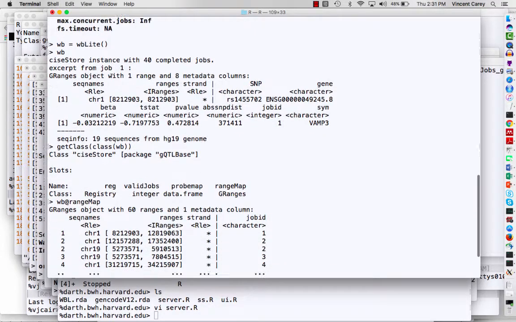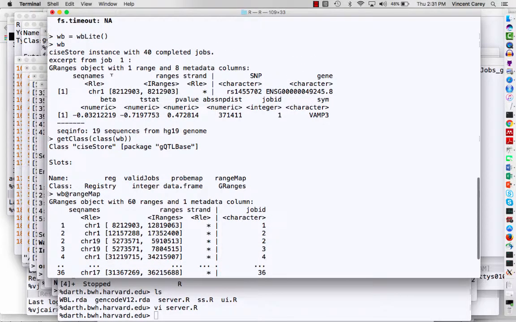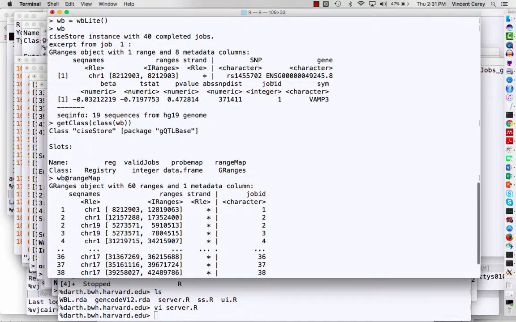And this structure can be used to combine information on eQTL associations, in this case between a SNP on chromosome 1 and a gene, VAMP3. We didn't put exactly where that is, but we're told that it's only 371,000 bases away from the SNP. So that type of metadata is available in this store.